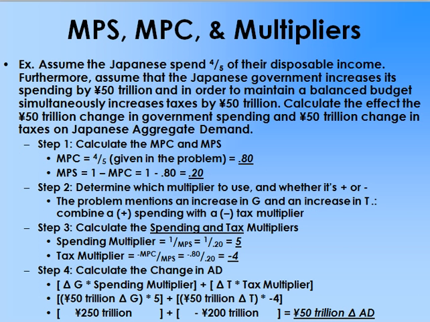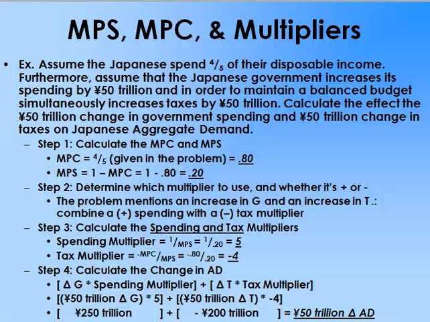So here's another example. We're going to assume the Japanese spend 4/5 of their disposable income. Furthermore, we assume that the Japanese government increases its spending by 50 trillion yen, and in order to maintain a balanced budget, simultaneously increases taxes by 50 trillion yen. Calculate the effect of the 50 trillion change in government spending and the 50 trillion change in taxes on Japanese aggregate demand. So we have to calculate the MPC and the MPS. 4/5 is 0.8. It's given to us in the problem, so MPS is 1 minus MPC, which is 1 minus 0.8, gives us 0.2.